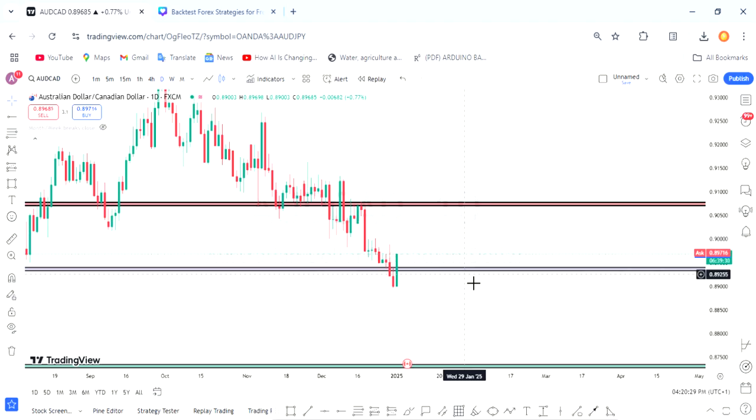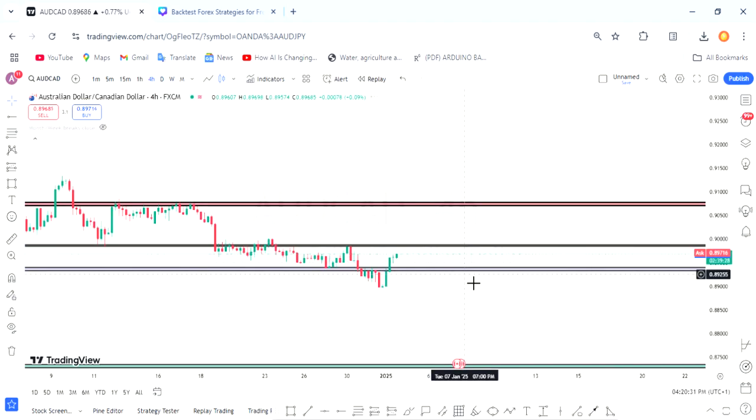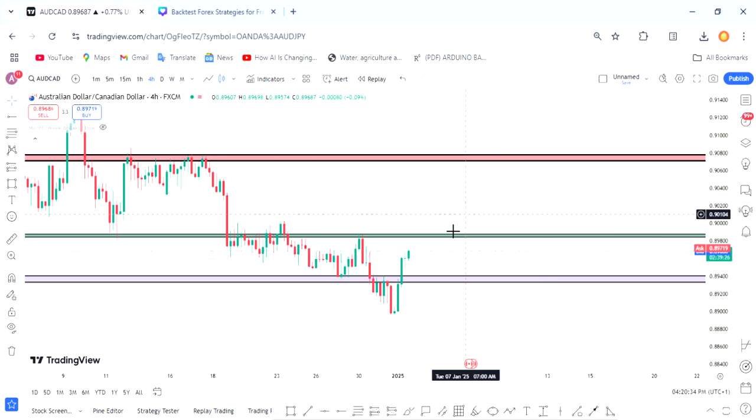Okay, you go to your 4 hour. What's the market doing on the 4 hour? You have a level here that could serve as a resistance that will reverse this market downward again. The same thing, go down to the lower time frames.